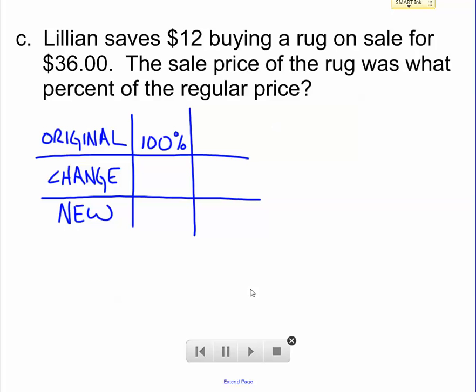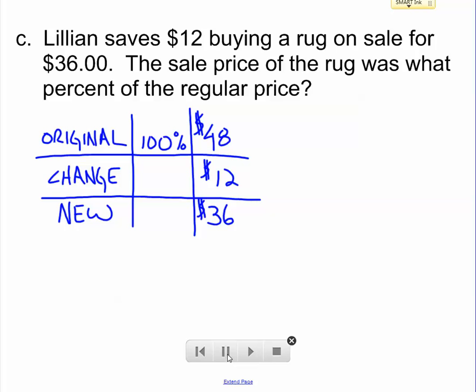Lillian saves $12. That means the amount of money that the price changed was $12. And she bought the rug on sale for $36. That's the new price. So after a $12 discount, she paid $36. Okay, so what was the original price? If she saved $12, the original price was $48. That's just some quick addition.